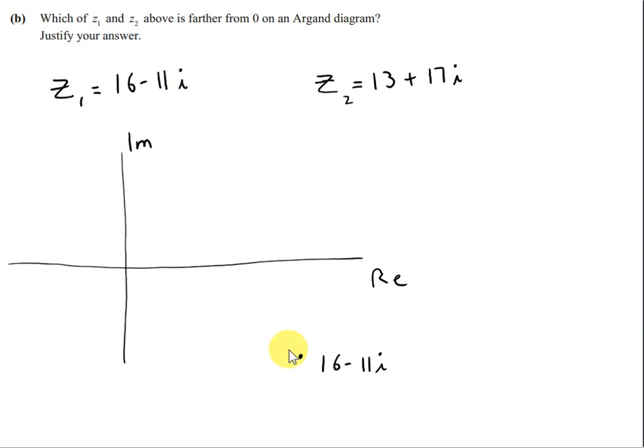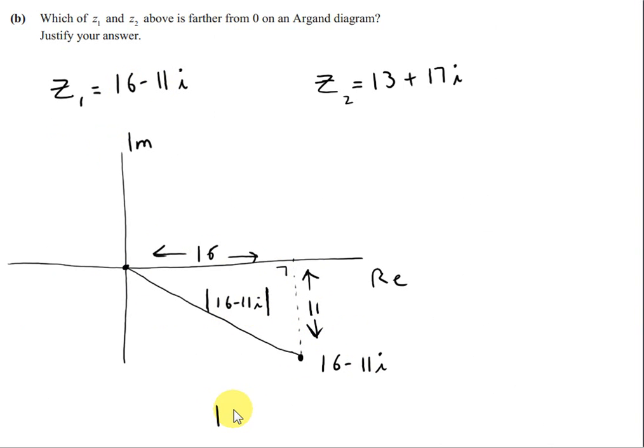Now, we want to see how far away it is from the origin. This distance is called the modulus of the complex number. We use Pythagoras' theorem essentially to get this distance. We imagine a right angle triangle. The two short sides are given by the real and imaginary part of the complex number. So this distance here is 16 and this distance here is 11.